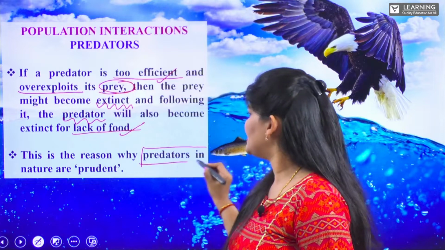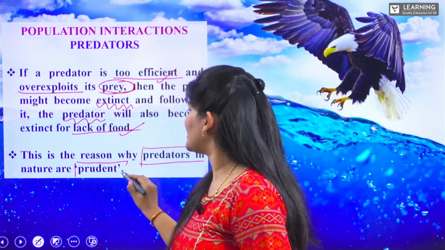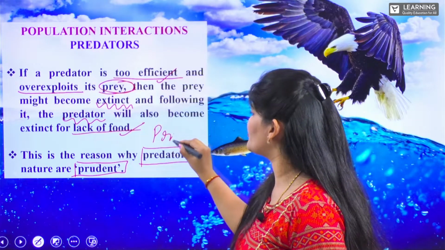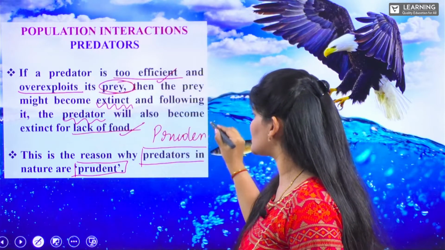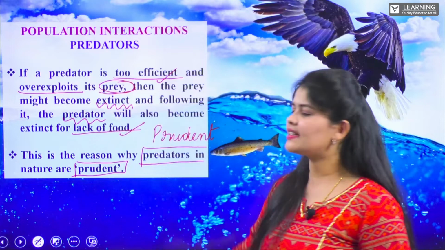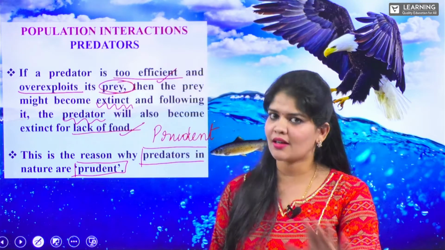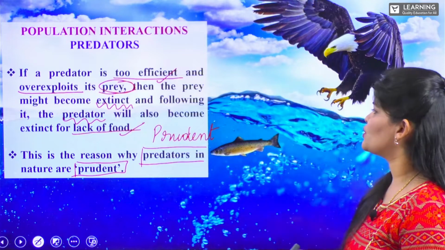So, for this reason, predators in nature are very clever, prudent. They are very prudent that they will not completely make extinct the population of the prey. They keep the population of the prey under control. That's it.